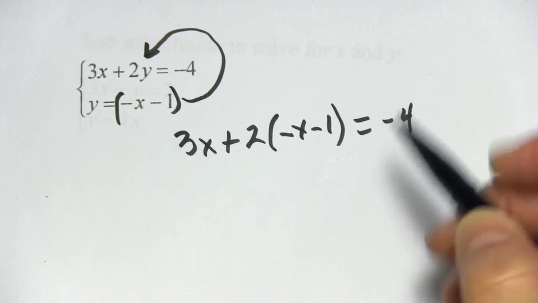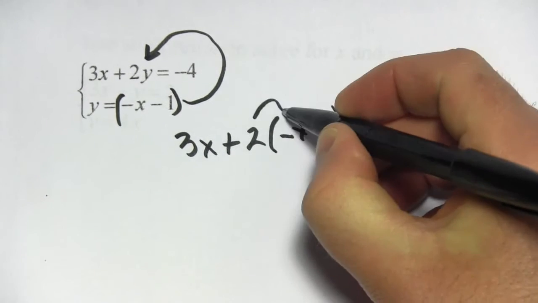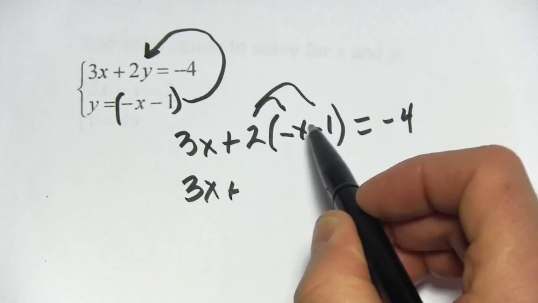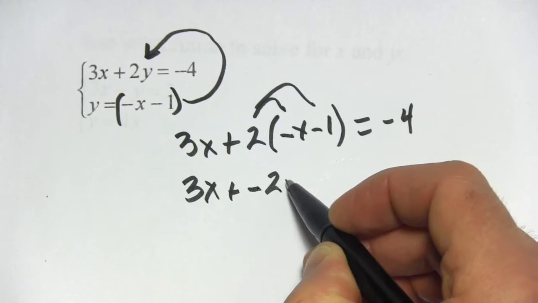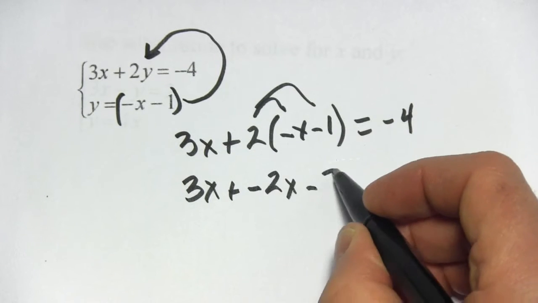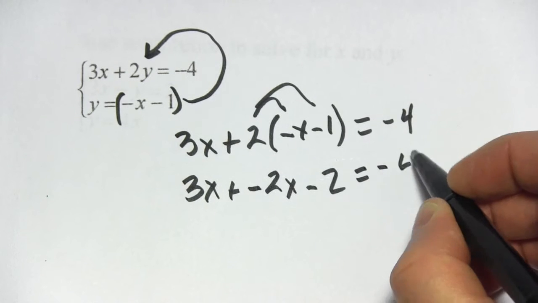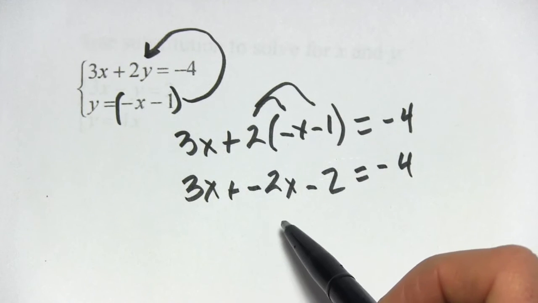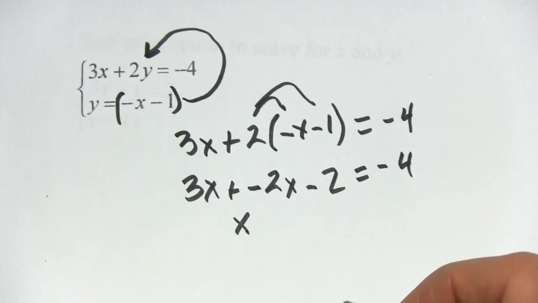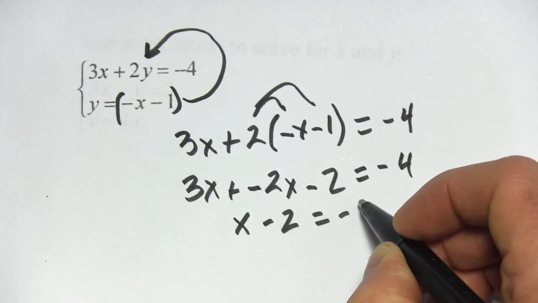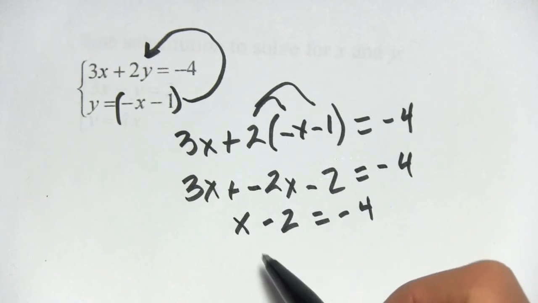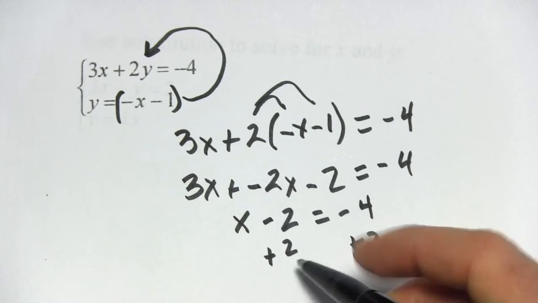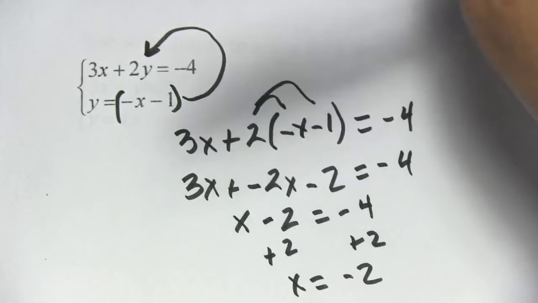Okay, the first thing I need to do here is distribute the 2 across this parentheses. So we would get, well, here's our 3x, and 2 times negative x is going to be a minus 2x. 2 times negative 1 is minus 2, and that equals negative 4. So a 3x plus a negative 2x, 3x minus 2x, that's just x. So I've got x minus 2 equals negative 4. And then to solve for x, I just need to add 2 to both sides. And we're going to get x equals negative 2.